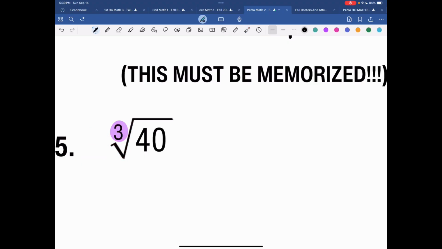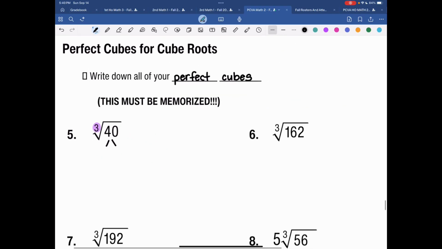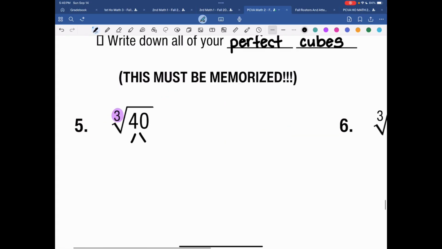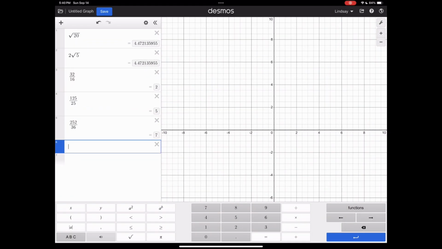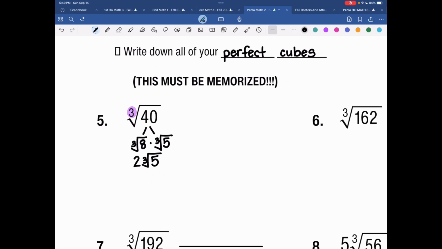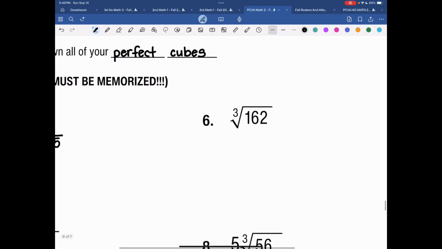So when we break this down, we want to look for our largest perfect cubes. We have 1, 8, 27, 64, and 125. So if we think about 8, and we say 40 divided by 8, that's going to be our largest perfect cube. So we're going to say the cube root of 8 times the cube root of 5. We can break the cube root of 8 down as a perfect cube, and that's going to give me 2. So this is going to be 2 cube roots of 5. And we leave that just like we did previously, because that can't be broken down, and it's going to wind up being an irrational number.